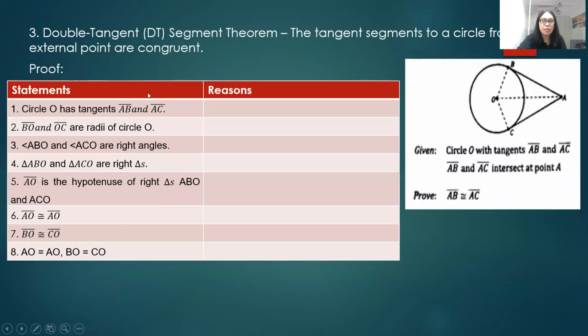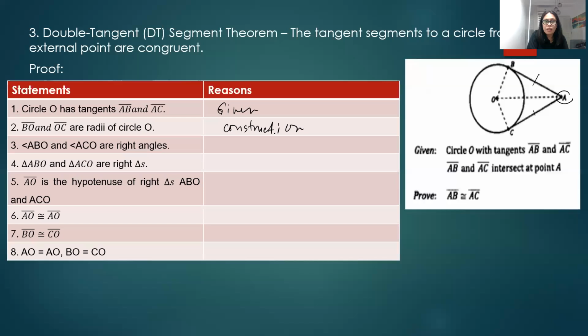For the double tangent segment theorem, the tangent segments to a circle from an external point are congruent. So if we have two tangent lines here that intersect at external point A, we can say that the two are congruent. Circle O has tangents AB and AC, and these are given. We have BO and OC as radii of circle O, and this was constructed in the illustration.